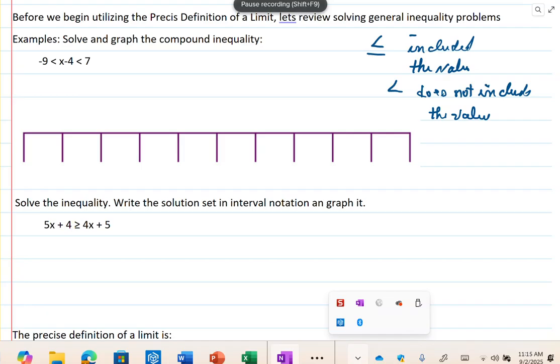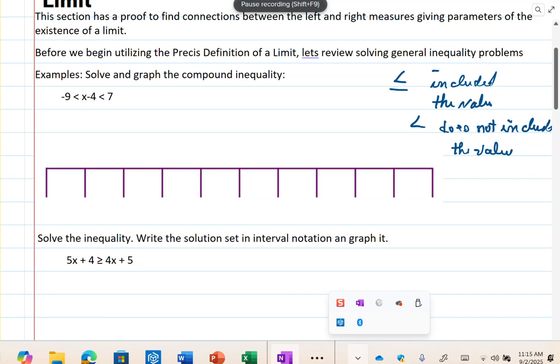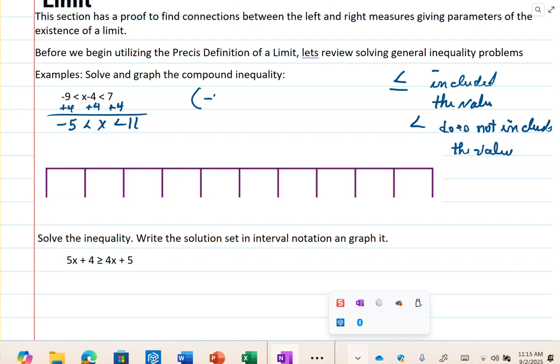So we're going to say, okay, if I'm solving for x, I am going to add 4 all the way across. When I do that, I'm going to have a -5 is less than x is less than 11. So now I have the parameter. If I was to do the interval from this guy, I would have -5, comma, 11 with parentheses because we would not include the first digit and the last digit in the answer possibility. Is everybody comfortable with that?